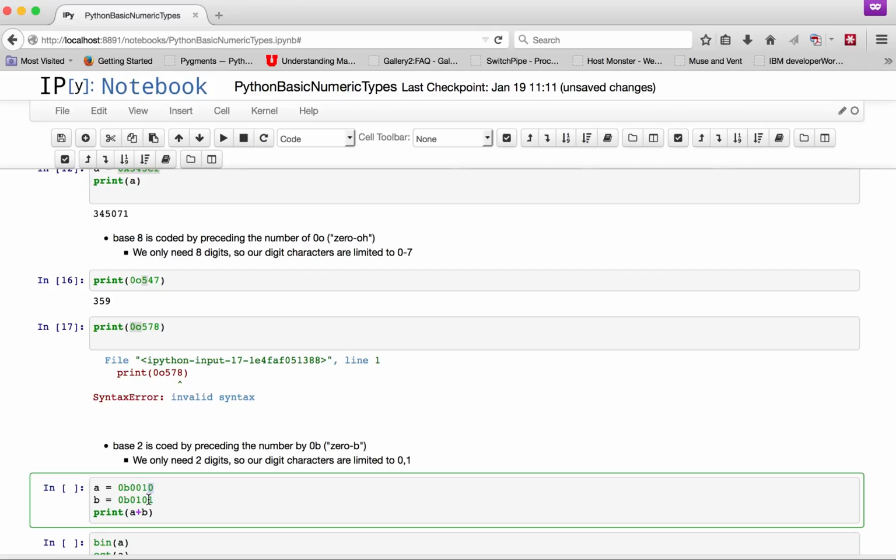If we look at what b is equal to, this is going to be 1 times 2 to the 0th power, which is 1, plus 0 times 2 to the 1 power, and then 1 times 2 to the 2nd power. So that's going to be 4 plus 1, so this is 5. So this is 5 plus 2, which should give us 7.